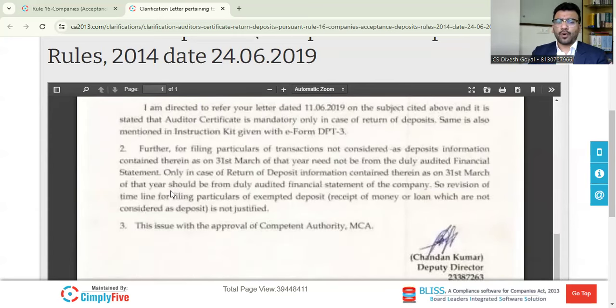It is specifically saying, for filing particulars of transactions not considered as deposit, information contained therein as on 31st March of that year need not be from the duly audited financial statement. Only in case of return of deposit, information contained therein as on 31st March of that year should be from the duly audited financial statement of the company. So as per Rule 16, it was not clear whether the data should be audited or not. But as per the clarification and the notification issued by the Ministry, it is very clear. If you are filing the form for particulars of transactions not considered as deposit, then audited figures are not required. But if you are filing the form for the return of deposit, in that case the figures should be audited, and in that case a certificate from the auditor is also required.